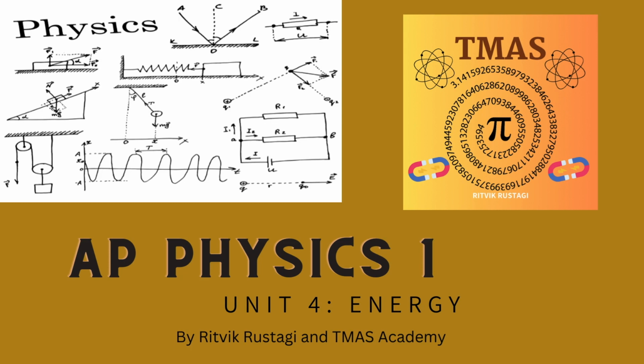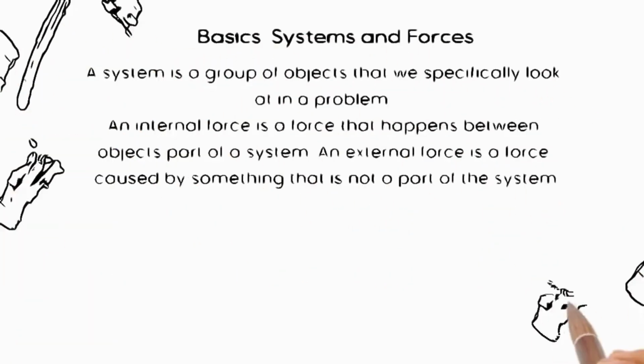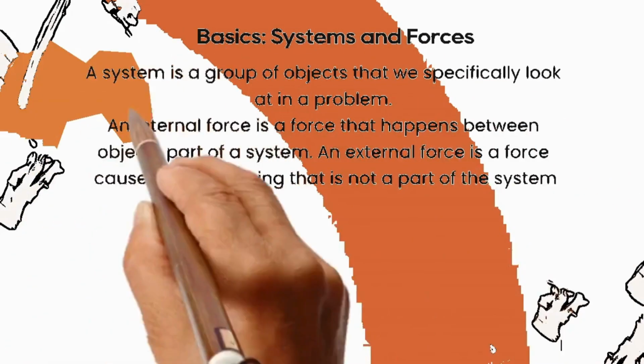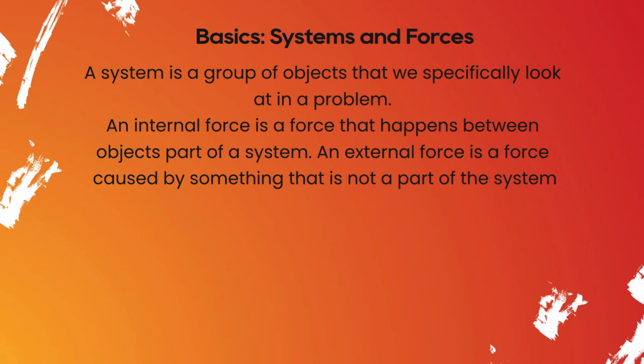So now, let's begin. So let's do some basics. Systems and forces. A system is a group of objects that we specifically look at in a problem, and an internal force is a force that occurs between objects part of that system, while an external force is a force caused by something not part of that system.